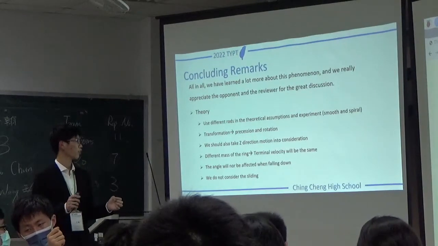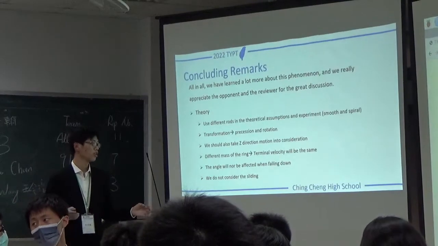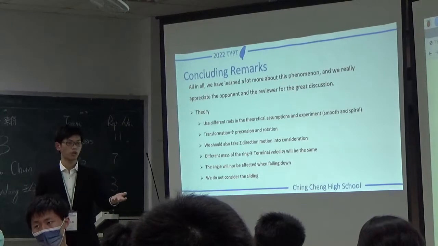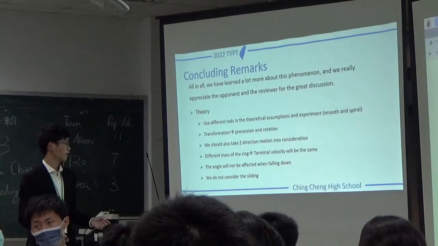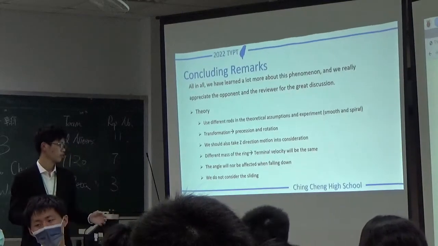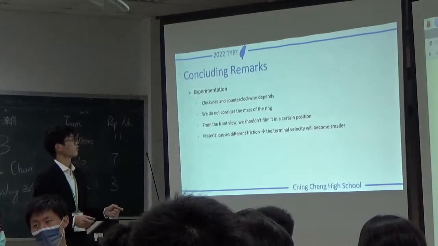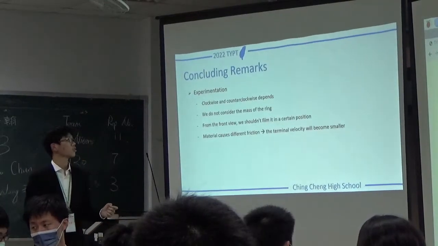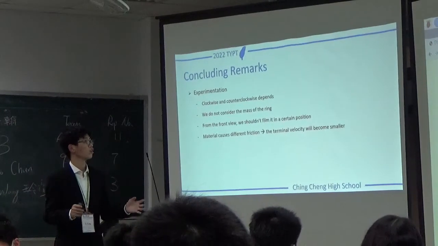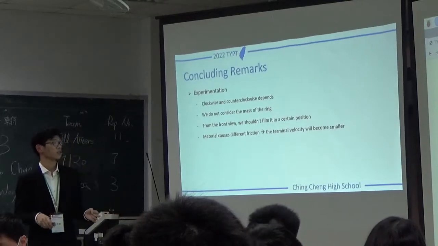And we haven't investigated more the different mass of the ring. The terminal velocity should be the same, as from the opponent's view and the reviewer's view. The angle will not be affected when it's falling down, and we didn't consider the sliding. For the experiment part, we should investigate more the clockwise and counterclockwise rotation, and we didn't consider the mass of the ring.